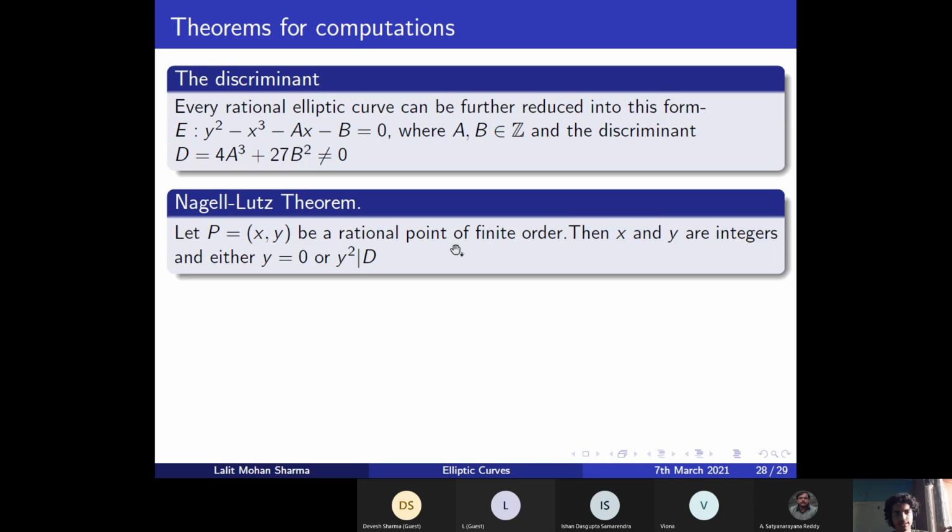Because we have the possibilities, right? D is going to be some finite integer, so we can find all integers y such that y squared divides d, and then we can find if for that y, x is going to be an integer as well. If x is also an integer, then (x, y) is an integer point. So it might be possible that (x, y) has a finite order.